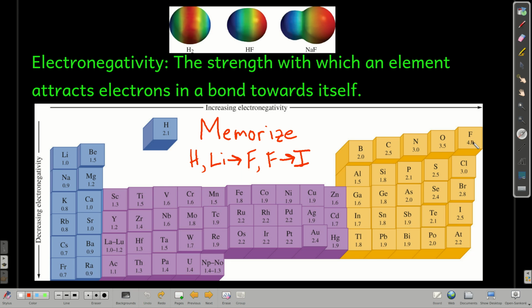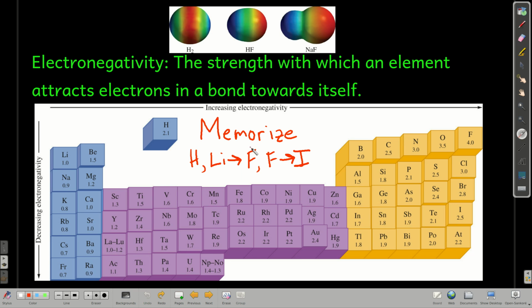Notice a couple things. Fluorine is the most electronegative element in the periodic table. We don't show the noble gases over here because noble gases don't typically form bonds, and you have to have a bond to have electronegativity. Also the trend: electronegativity increases up and to the right in the periodic table. Memorize that electronegativity in general increases up and to the right.